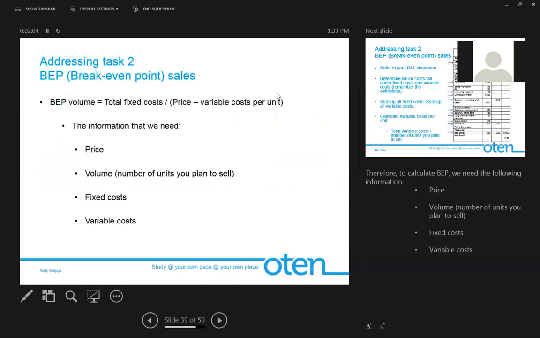All right, now let's have a look at the equation again to calculate the break-even point sales, which is calculated as the total fixed cost divided by the difference between price and variable costs per unit.